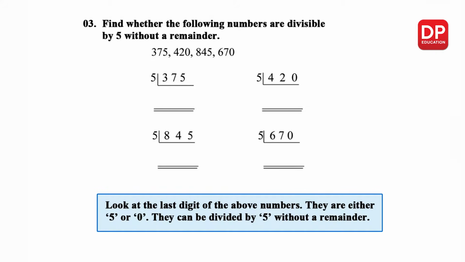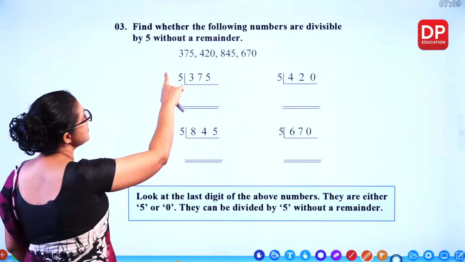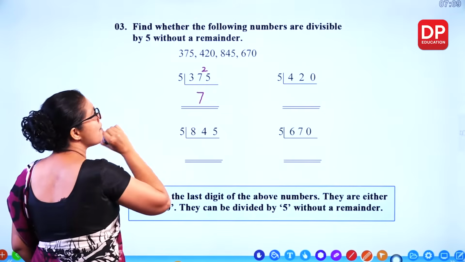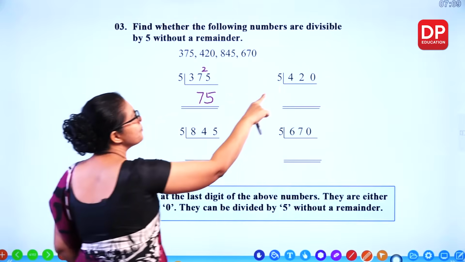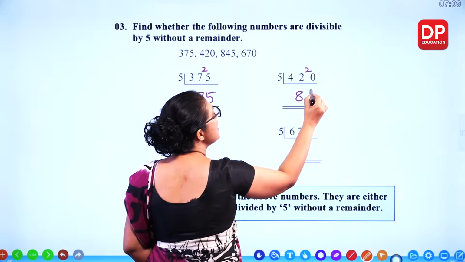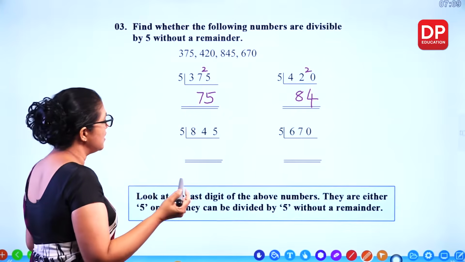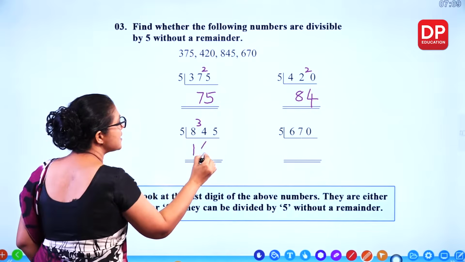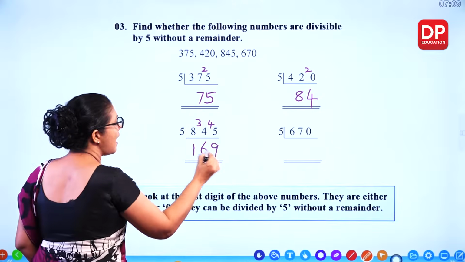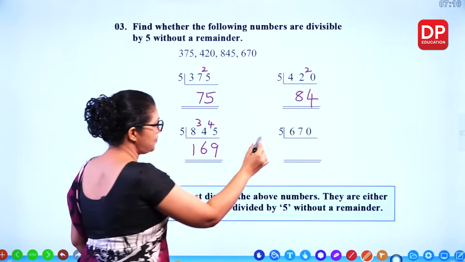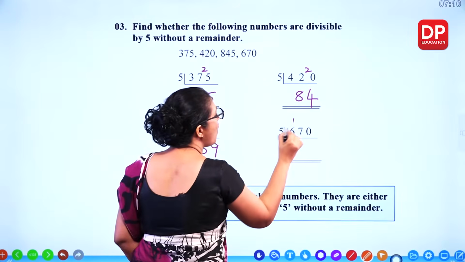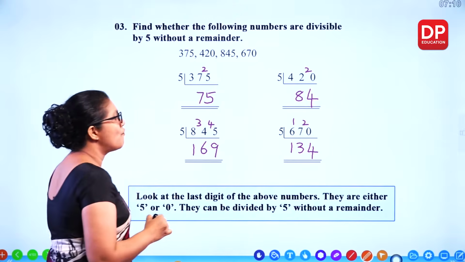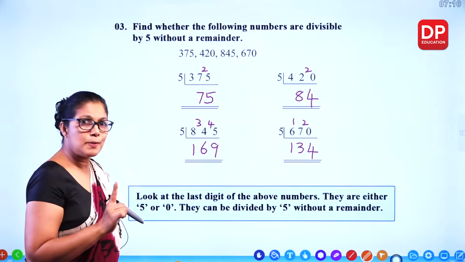Find whether the following numbers are divisible by 5 now. So we'll take these numbers and divide by 5. 5 times 7, 35. For 25, that's 5. So it's divisible. 5 times 8, 40. For 20, that's 4. That's also divisible. Look at this one. 5 times 1 and 3 remaining. 34, that's 6. 45, that's 9. That's also divisible. 5 times 1, 5. 1 remaining. 5 times 3, 15. And for 20, that's 4. So all these numbers are divisible by 5.